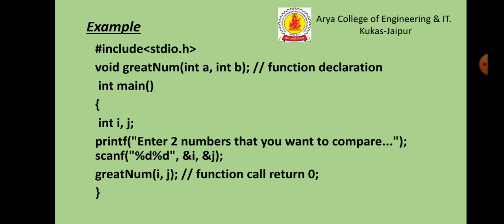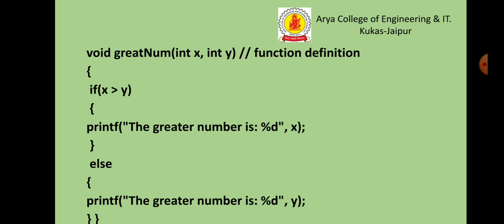We take the values of i and j in the main function from the user, and the i and j values are passed to the function greatNum. The values of i and j are stored in the x and y variables of the function definition. Now the calculation is made. Here x is equal to i and y is equal to j. If x is greater than y, the greatest number is x, else y is the greatest. So here is the output, and the function does not return any value, so the return type of the function is void.